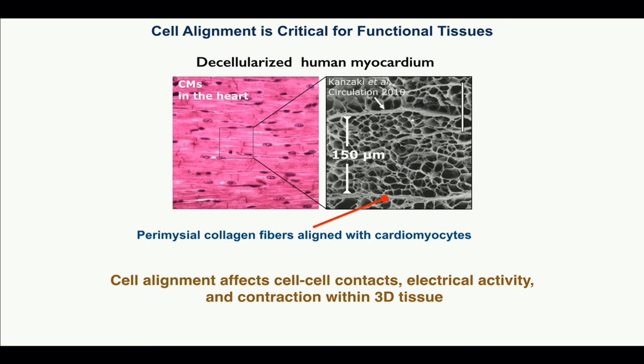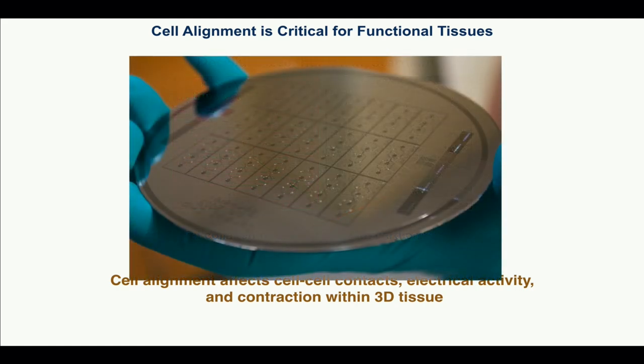And so this is what happens and how this tissue gets organized. And so our hypothesis at the time when we first did this, about 5 or 6 years ago, was this alignment affects cell-cell contacts, which are very important, electrical activity, and the contraction within this three-dimensional tissue. And so this is where the microfabrication comes in. And what I'm passing around, maybe you could see it, this is actually the elastomer called polydimethylsiloxane. It's PDMS for short.